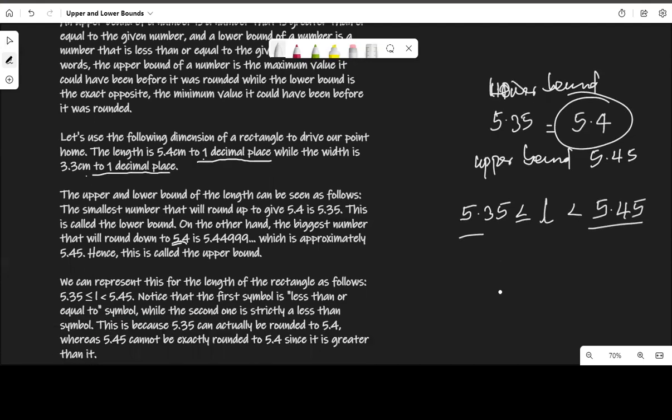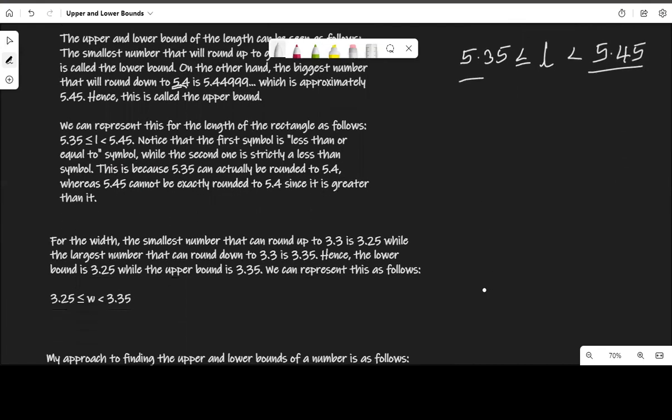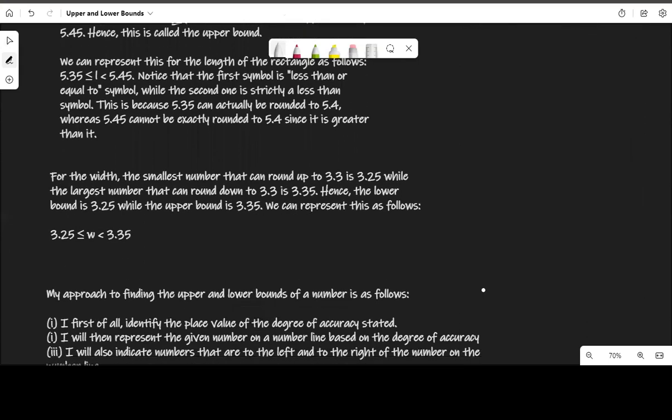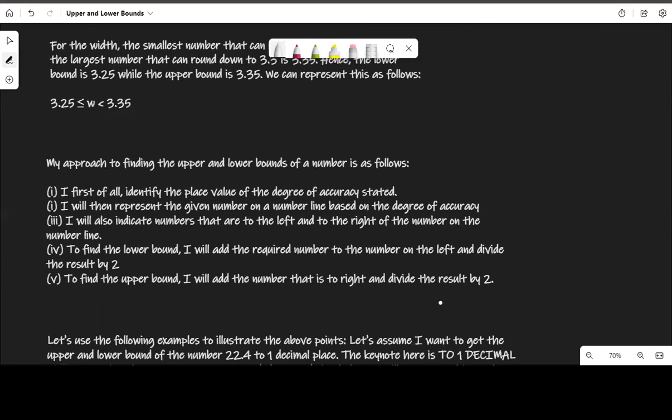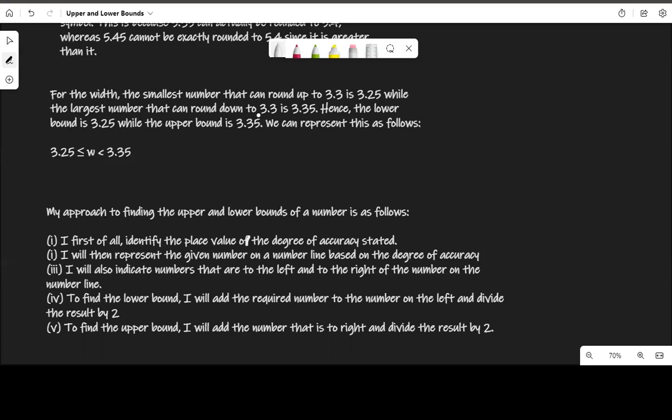Now my approach, the easiest way to me to get the lower and the upper bound of a number, is to use a number line. And I have outlined my steps here. The first step, first of all, identify the place value of the degree of accuracy stated. Like the first example we did so far, they said to 1 decimal place. That is the degree of accuracy. Look at this other one here, still the same thing. This is to 1 decimal place.